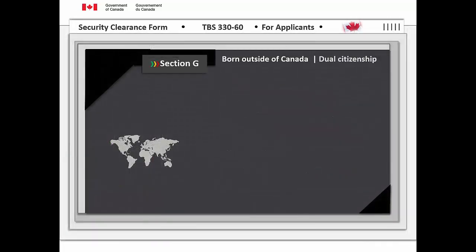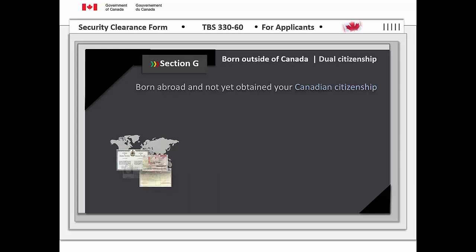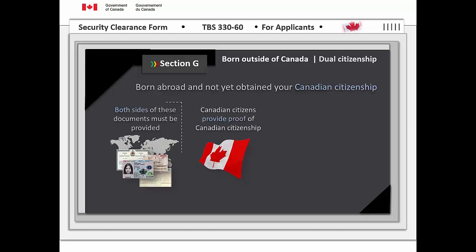Section G is to be completed if you were born outside of Canada, or born in Canada holding a dual citizenship. If you were born abroad, and have not yet obtained your Canadian citizenship, you must provide immigration papers, such as a photocopy of your permanent resident status, work visa, or record of landing. Both sides of these documents must be provided.